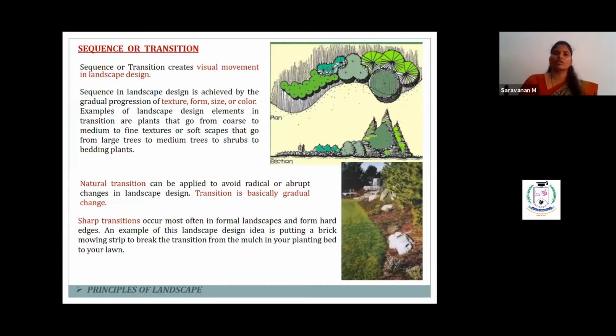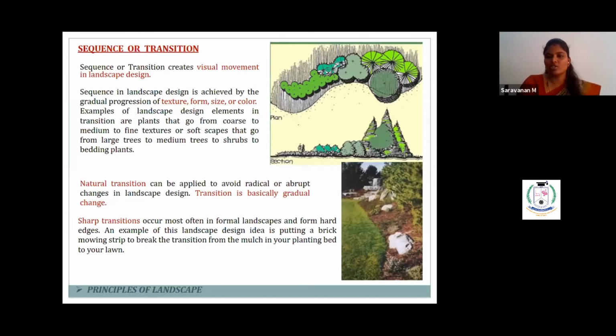So next is your sequence or transition. So what do you mean by sequence? Sequence creates a visual movement in landscape design. So it is different from the others. So sequence in a landscape design is achieved by the gradual progression of texture, form, color.